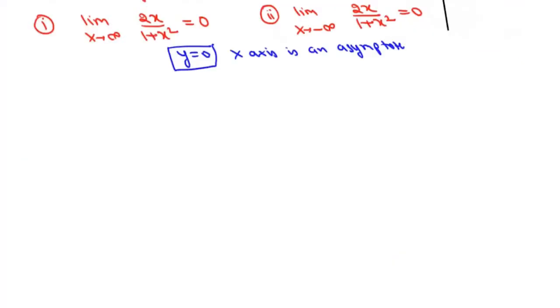And the second one is how to find vertical asymptotes.